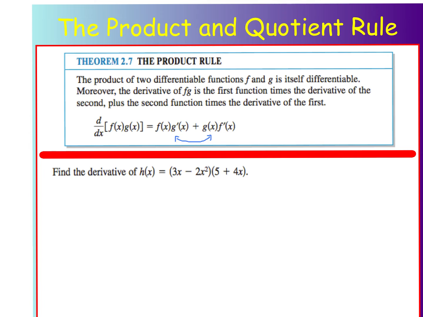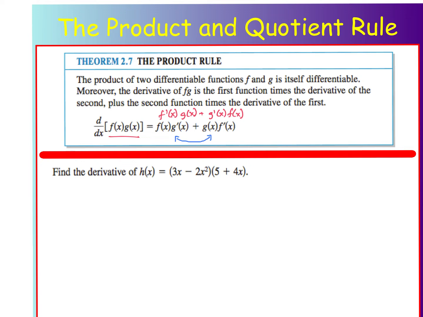This is 2.3a. We're going to talk about the product and the quotient rule. So, a product rule is when you take a derivative of a product of functions. And so the way we take a derivative of it is we take the derivative of the first times the second plus the derivative of the second times the first.